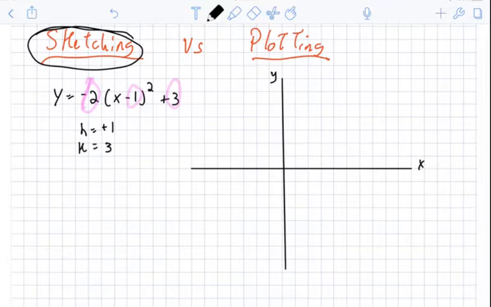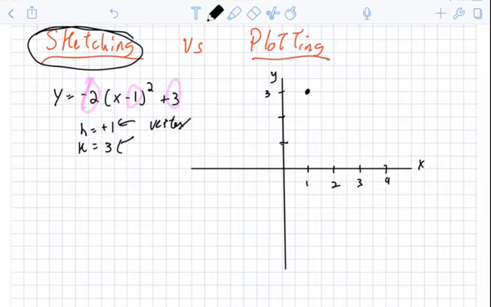We know that this is the input that makes the output of this function the maximum or minimum, right? That's the purpose of those particular numbers. That's how we interpret them. And what it means is that when x is equal to 1, y is 3, the vertex of the function is going to be at that point. So you put it there.